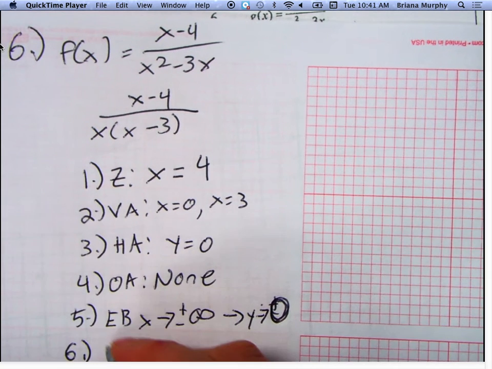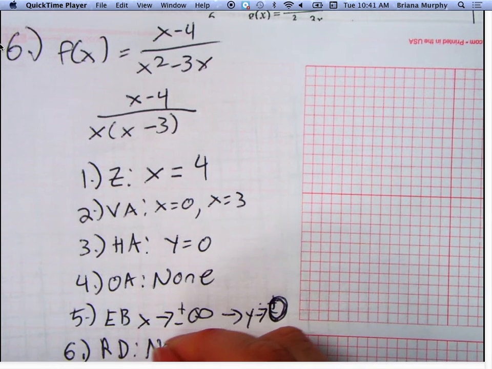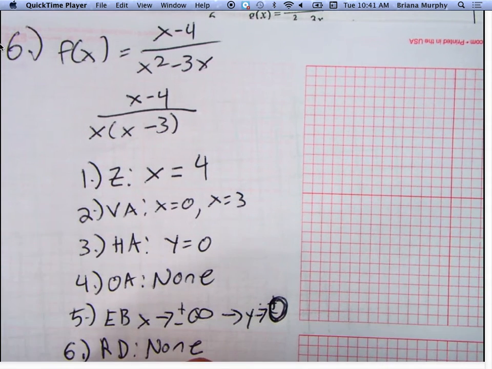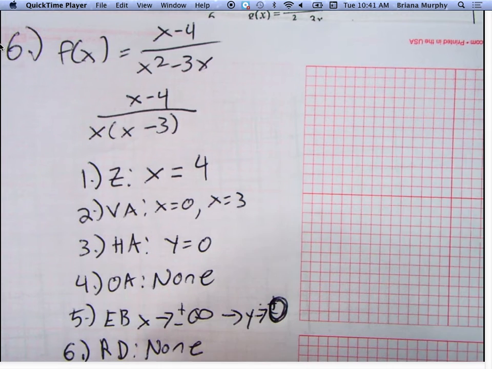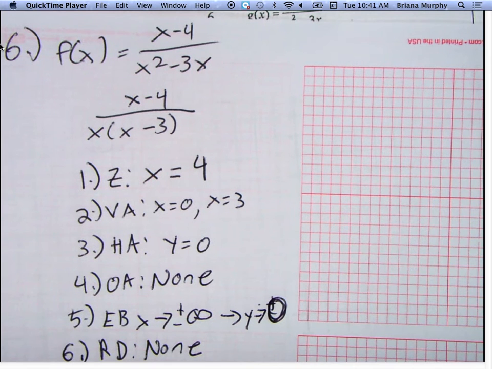Is there any removable discontinuity? No. I didn't cross anything off, right? What's my discontinuity? 0 and 3. So far, so good? I have a question.